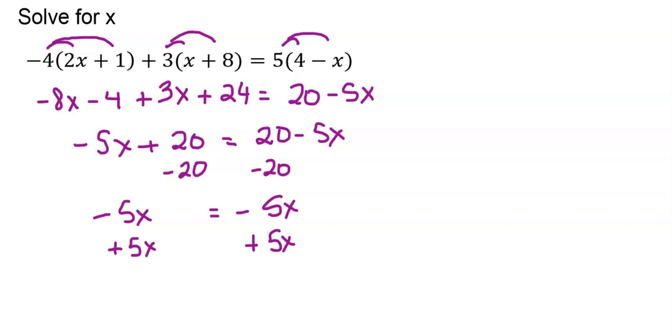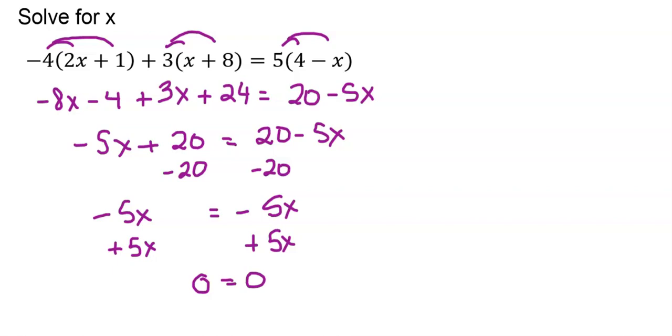So on the right side, minus 5x plus 5x, those are opposites. Opposites add to give us 0. Same thing's happening on the left side. Negative 5x plus 5x, those are opposites. They add to give us 0. So once again, all the variables have disappeared. We just have numbers. 0 equals 0.